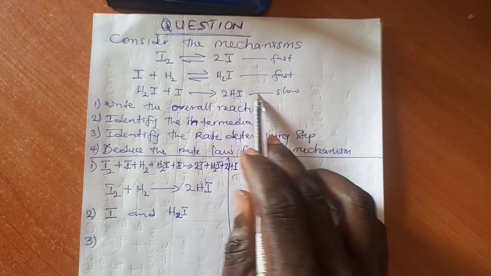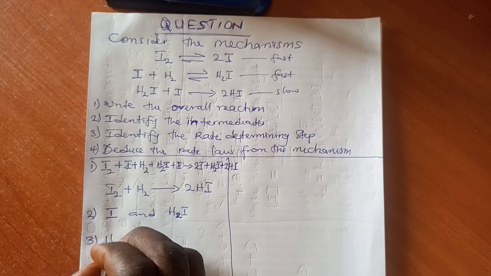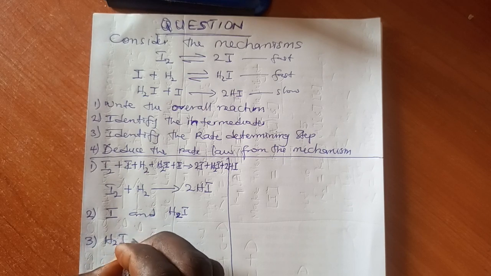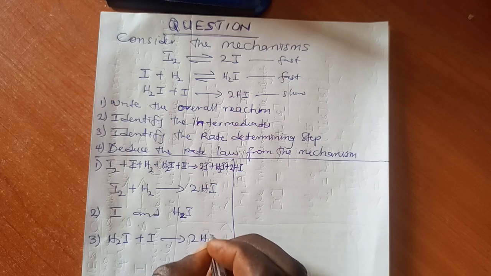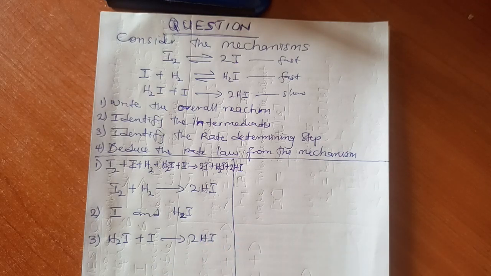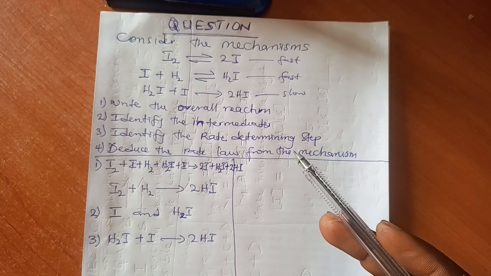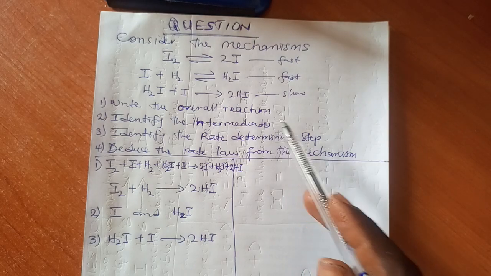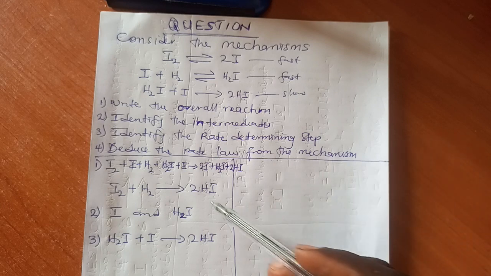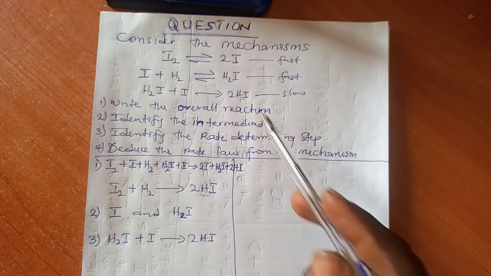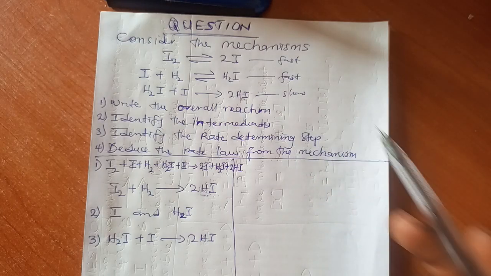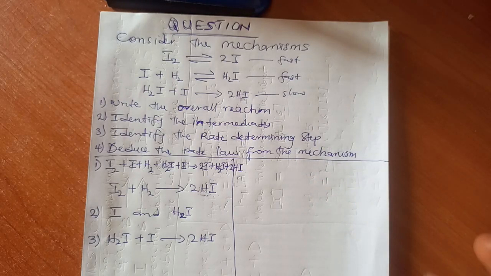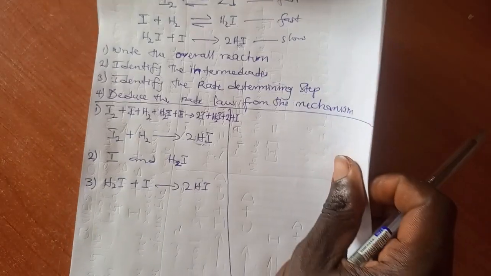Okay, let's go to the last thing and identify the rate determining step. So this is my rate determining step. Why? H2I plus I to give me 2HI. That is my rate determining step. Why? It is simply because it is the step that leads to the final product. It gives me the product in my overall reaction, and my rate determining step also gives me the product. Another way is that it is the slowest process in the mechanism. I go straight to the next question.